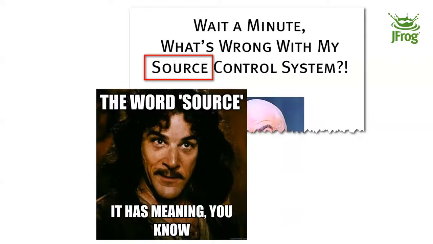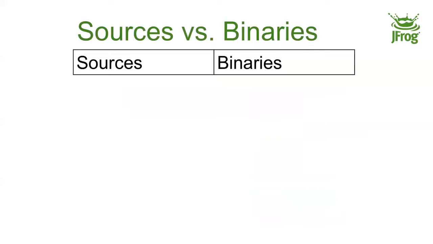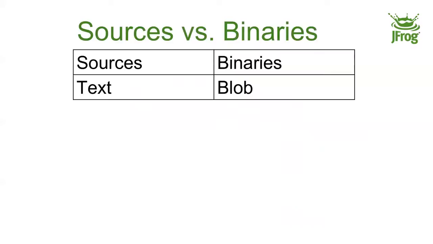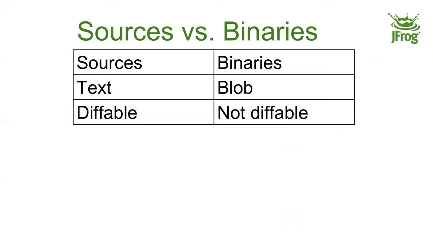And the reason behind that is very simple. Source control files or source files are basically text files, right? But on the other hand, binaries are blobs. They are binaries. So what do we mean by that? When you have a text file, you can easily do a diff between two text files, but you cannot do a diff on blobs, right?